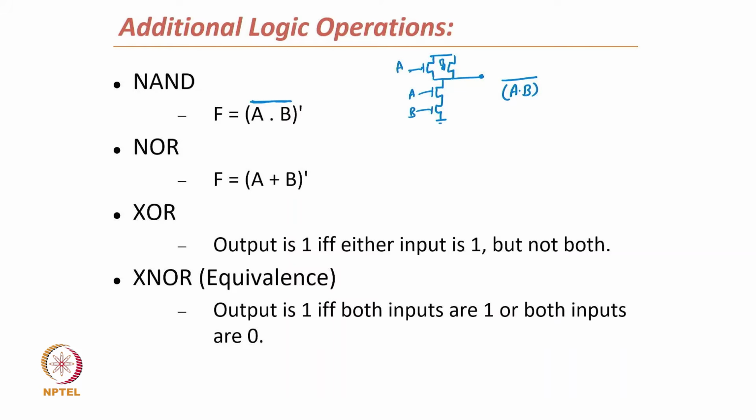Similarly, we have the NOR gate where we have A plus B, which is OR, and the negation of this is NOR. So, this is the function.